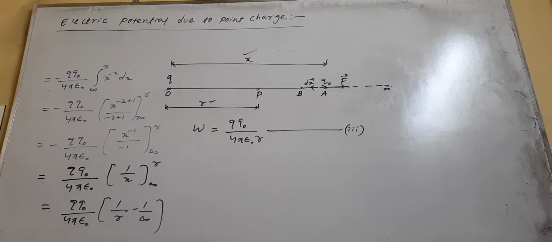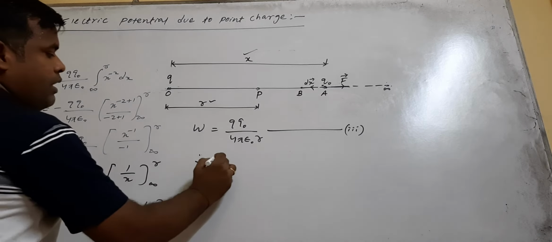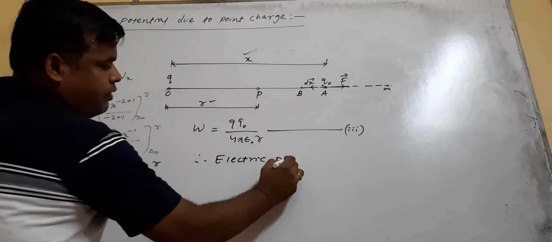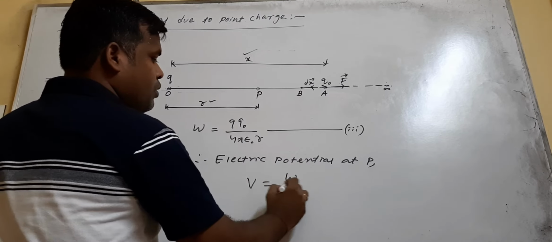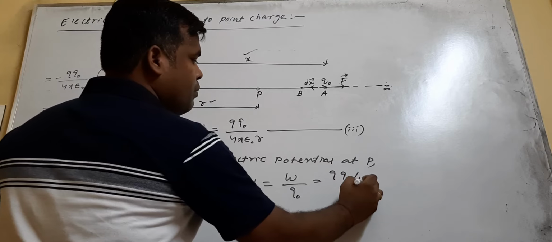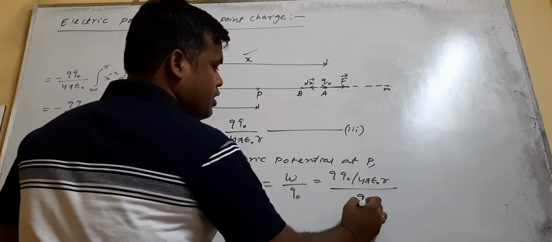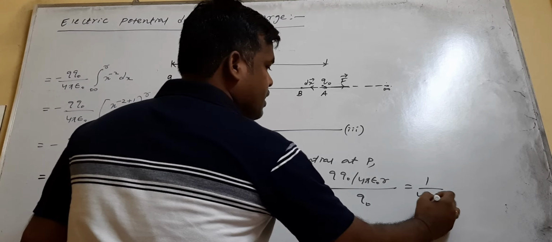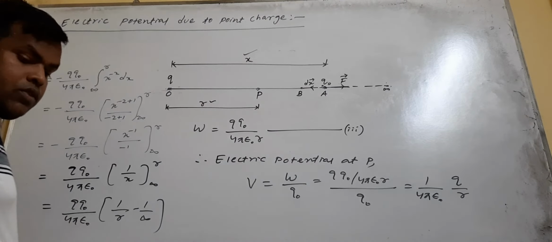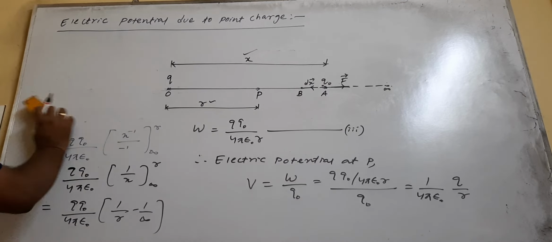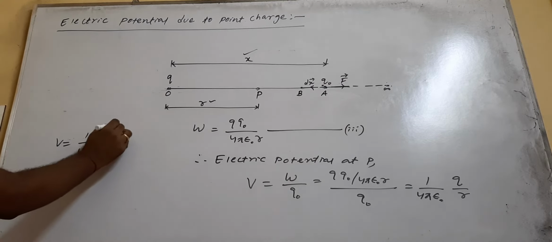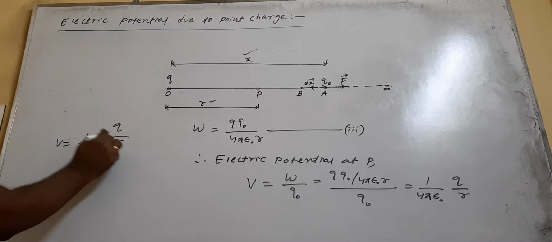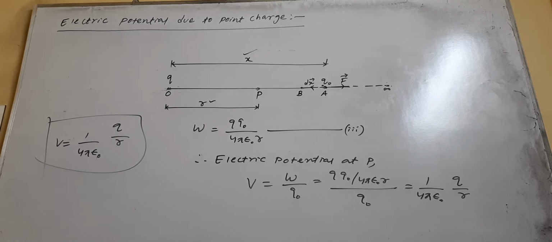So now, what is the electric potential at P? Therefore, the electric potential at P, V, is equal to W by q0, that is q0 by 4 pi epsilon 0 R by q0, that is 1 by 4 pi epsilon 0 Q by R. So you got the final expression of electric potential at any point due to a point charge, that is 1 by 4 pi epsilon 0 Q by R, where R is the distance of the point from the source charge Q.